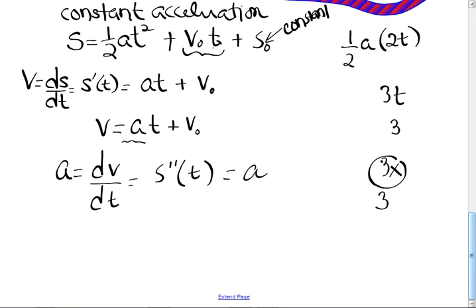Actually, it's not a constant velocity. This initial velocity is a constant, but the velocity that you have is the acceleration times the time plus the initial velocity. This is the same acceleration all the way through. Position.